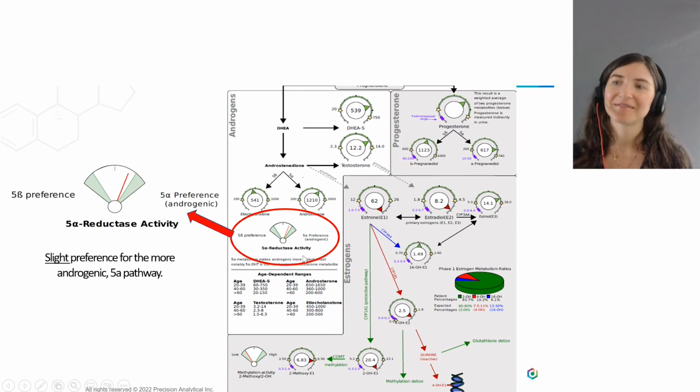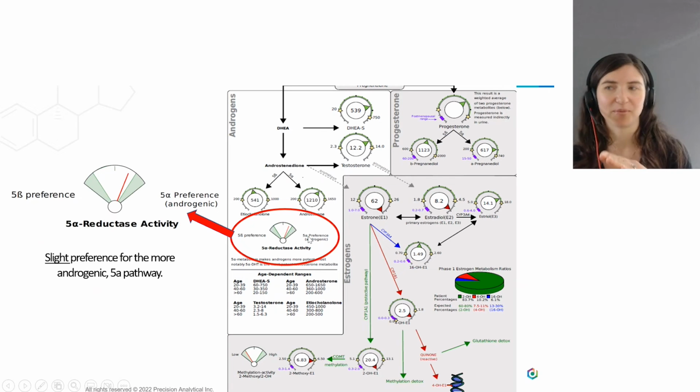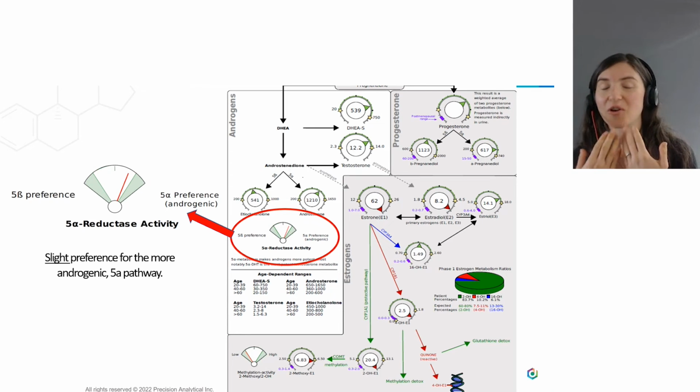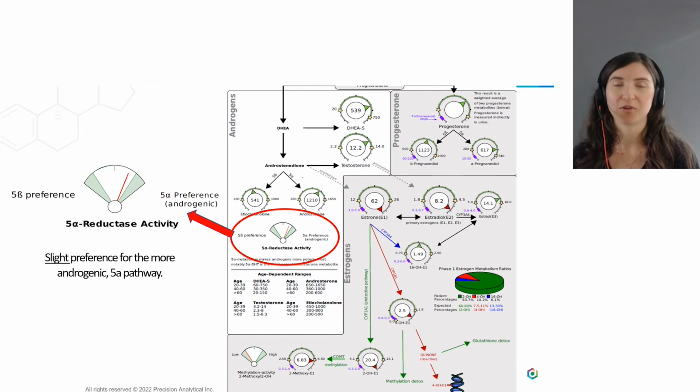And we can see here her 5-alpha reductase activity fan gauge. Her little red dial is pointing slightly over to 5-alpha preference. Remember, if you favor 5-alpha, then you tend to push your androgens down 5-alpha reductase into these more potent androgenic metabolites. So when I say more potent, I mean that they're more likely to cause acne or facial hair growth or body hair growth or scalp hair loss or mood issues. So these are symptoms of androgen excess.